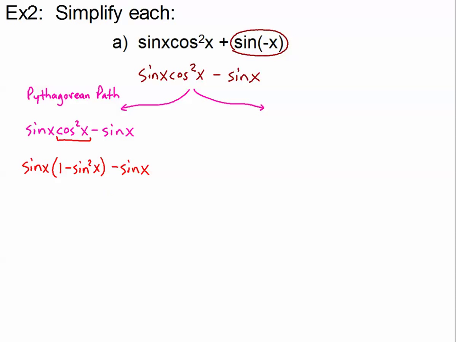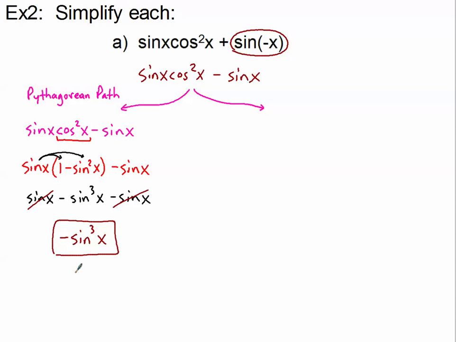Okay. Now since I have some parentheses, distribution makes sense. I'm going to do sine x times 1. I'm going to do sine x times negative sine squared. That would make negative sine cubed x. And then this is still minus sine x. I've got this expression here, and now I've got a positive sine x and a negative sine x, so those 2 terms will cancel away, and I'm left with negative sine cubed, and that's as simplified as we can get.